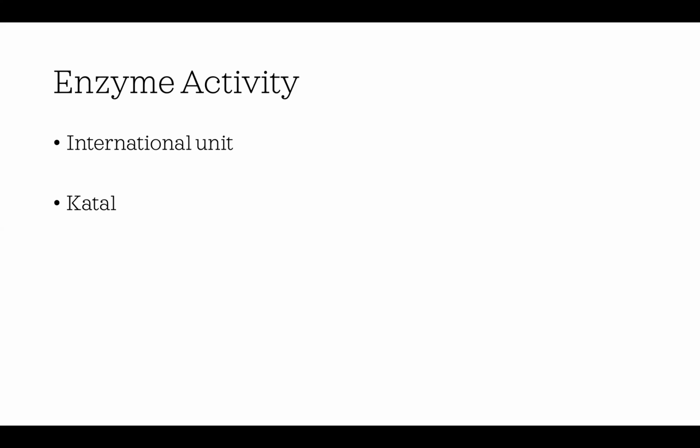You can see here the two common units that are used to describe enzyme activity: the international unit and the katal. The most common unit used is the international unit, and it is the amount of enzyme that catalyzes the conversion of 1 micromole of substrate per minute under specific conditions, for example, pH or temperature. Whereas the katal is the enzyme activity expressed as 1 mole per second, and it's very large and is not used that often.